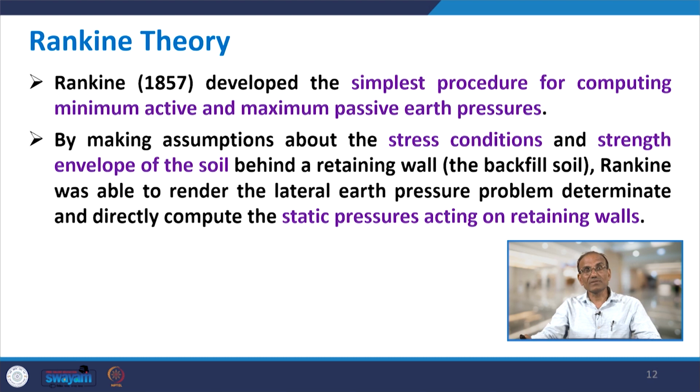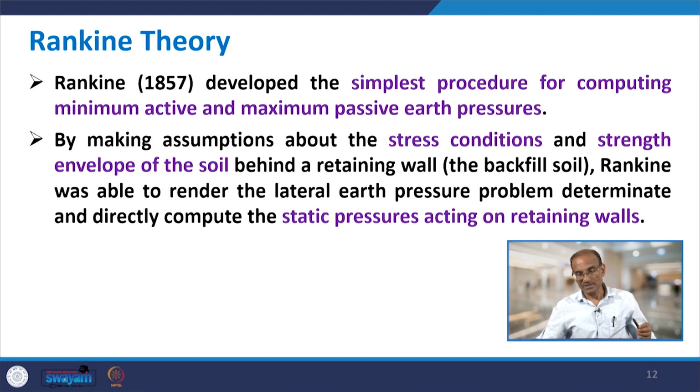In case of Rankine theory, what is the assumption? It was proposed by Rankine in 1857, who developed the simplest procedure for computing the minimum active and maximum passive earth pressure. By making assumptions about the stress conditions and strength envelope of the soil behind a retaining wall, that means the backfill, Rankine was able to render the lateral earth pressure problem deterministic, because otherwise this problem is indeterminate and redundant, and directly compute the static pressure acting on retaining walls.